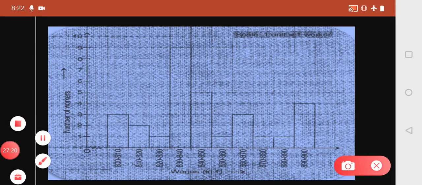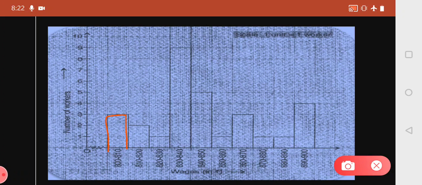So the first class interval, that is 810 to 840, the frequency is already given as 3. Yes, you can see the frequency 3. So we'll draw this first rectangle. For the second group, the frequency is 2. For the third group, frequency is 1. For the fourth group, frequency is 9. So we have to draw this continuous. There should be no space between the rectangles.